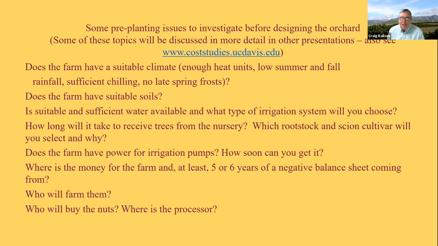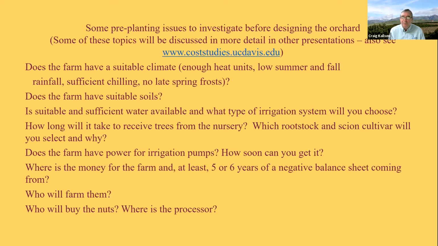We also want to think about things like how long it will take to receive trees from the nursery. Sometimes it can take up to 2 years to get rootstocks, at least it has in the past. And we need to make decisions on which rootstock and scion we need to choose. Something else: does the farm have power for irrigation pumps? Sometimes it can take a considerable amount of time before PG&E or Cal Edison can get power to where you want to put your pump. You want to know where you're going to get the money to farm for at least 5 or 6 years, because you're probably not going to be making any money for 5 or 6 years.